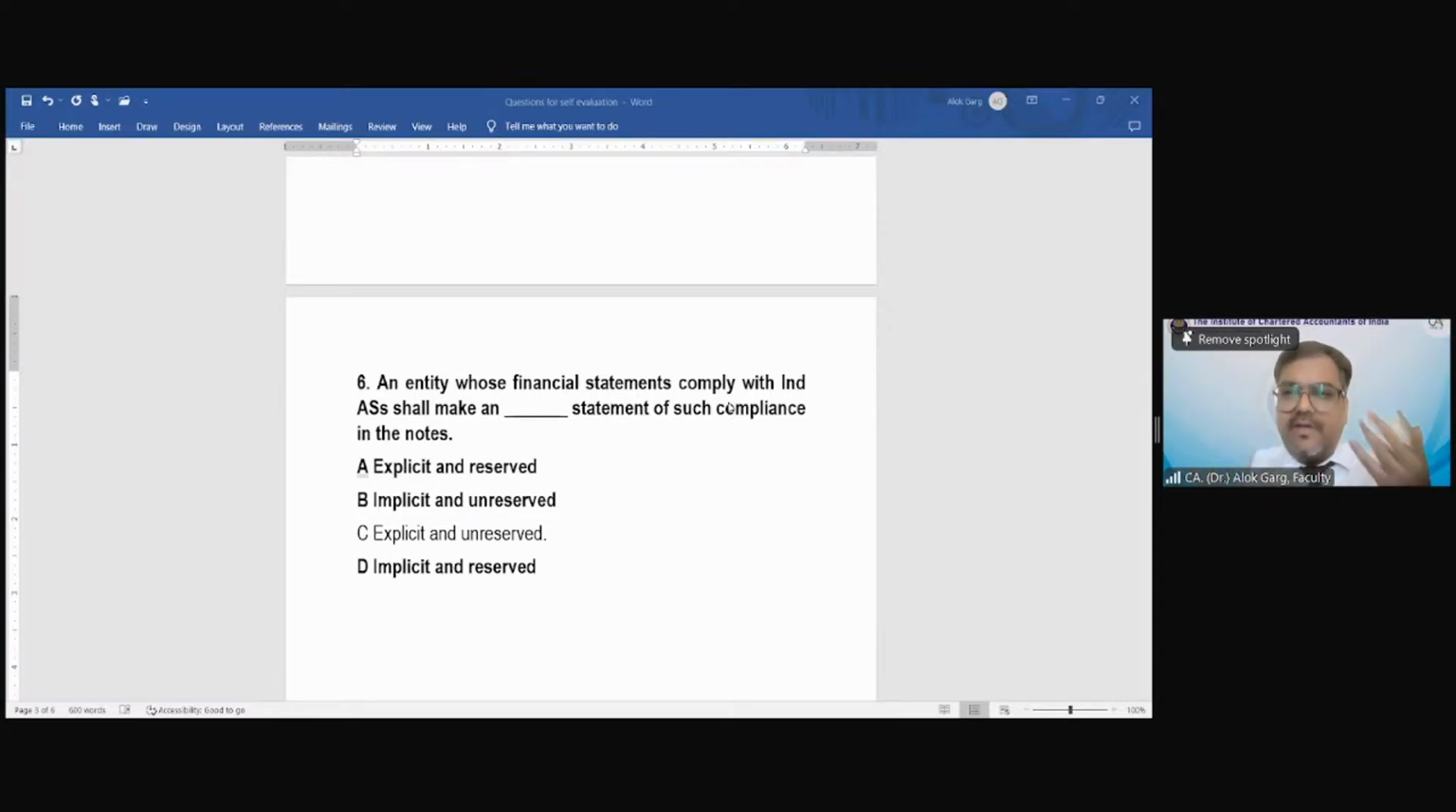So Ind AS 1 says that if there is any requirement of any standard, that requirement needs to be followed. And with these 6 MCQs, I'm glad to see that except the first MCQ, which is of course a confusing MCQ, you have to be very clear about what is the title of the standard, right?